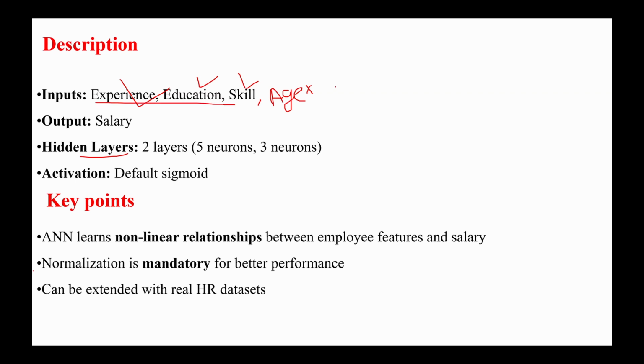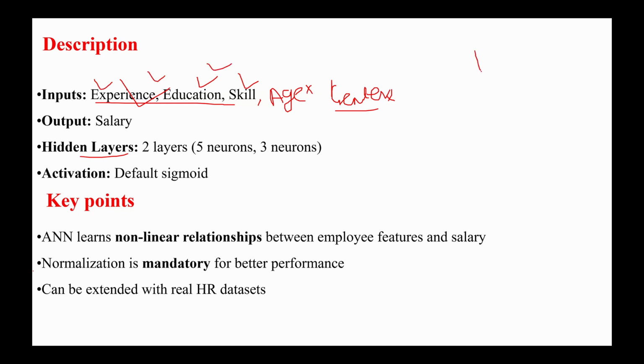Suppose someone says, sir, why not put gender? Do you think gender is one of the crucial parameters to identify the salary? Are you getting what I'm saying? Is gender one of the parameters? Tell me yes or no. No, no. So gender is not. So when you consider being an analyst, you have to find out what the basic inputs must be in the case of a neural network only.